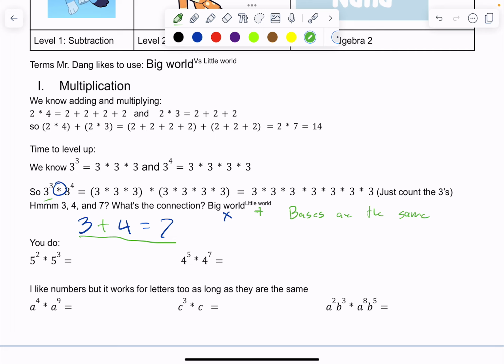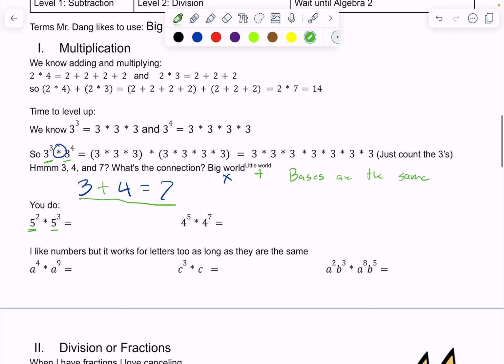Right here, I had the base 3. So you try base 5. What do you do with this one? I'll give you a few seconds to figure this one out. You can pause the video if you need to, but I'm assuming you can figure this out on your own. Go.